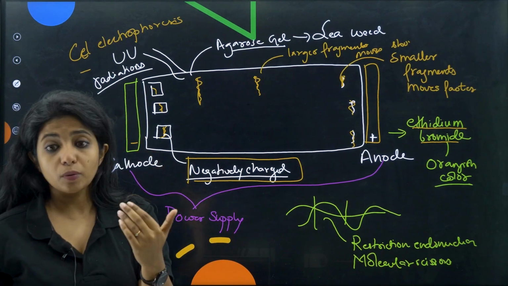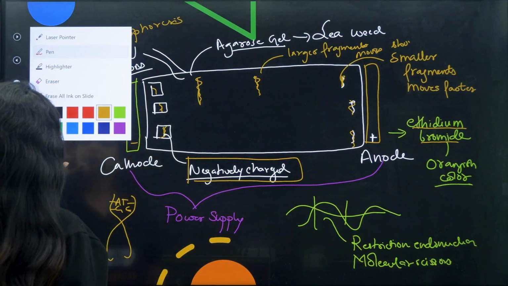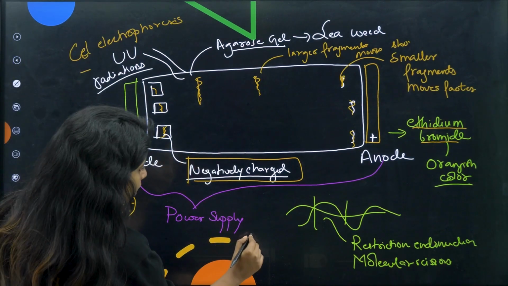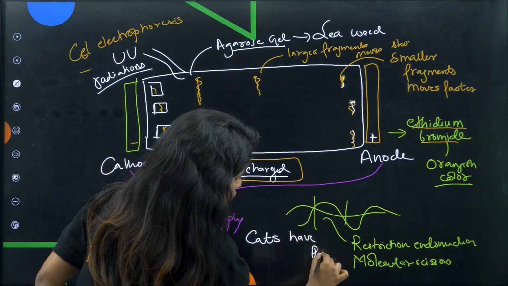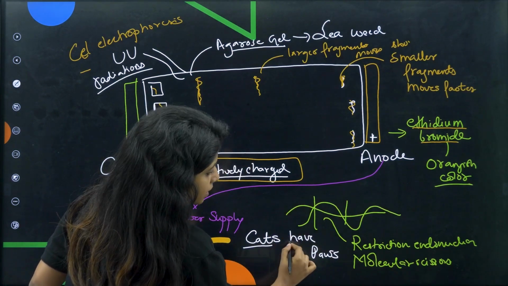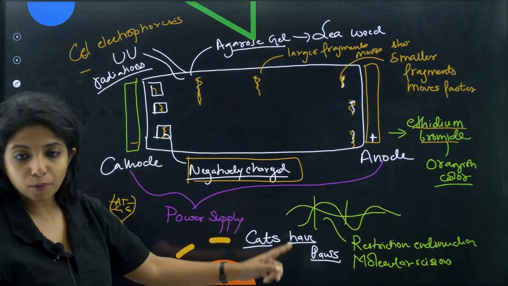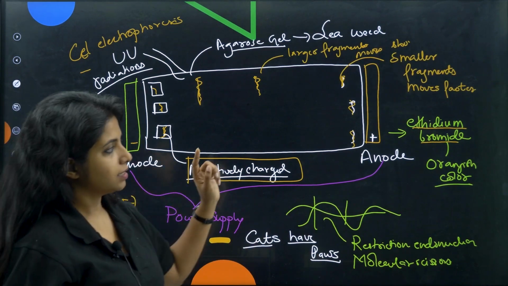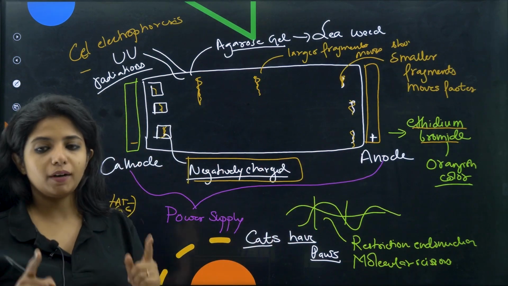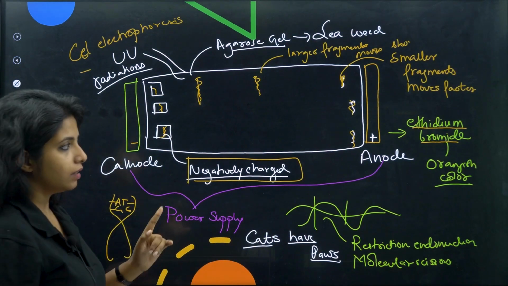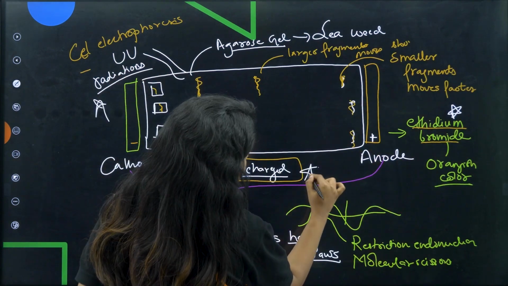Now if you also get confused like I do with positive and negative things, you can remember it like this. Cats have paws, that means cations are positive. So cations are positive, but the cathode is negative. Similarly, anions are negative, but the anode is positive. You can remember it like that, if you wish to. Remember, this is very much important.